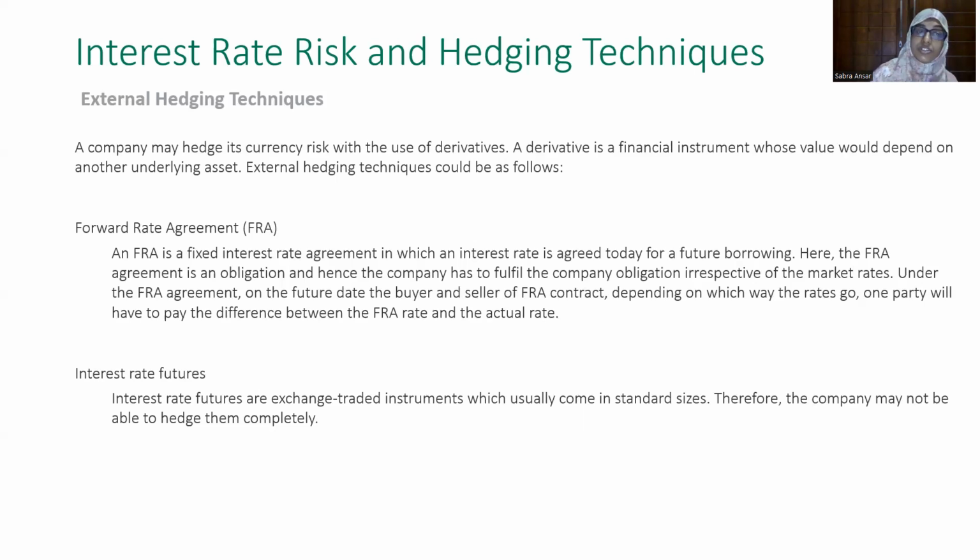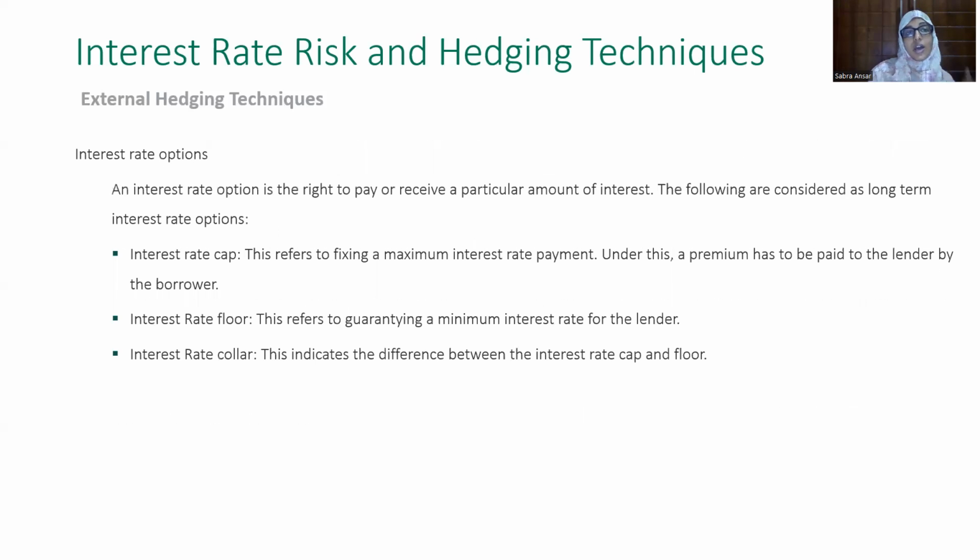Now we'll look at interest rate futures. What is it? This is basically an exchange traded instrument which usually comes in standard sizes. So the company may not be able to hedge completely, it will only be hedged partly. Now we will move on to the interest rate option. An interest rate option is the right to pay or receive a particular amount of interest. So they will consider long-term interest options such as an interest rate cap.